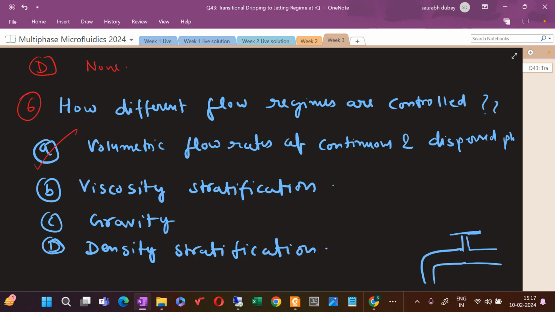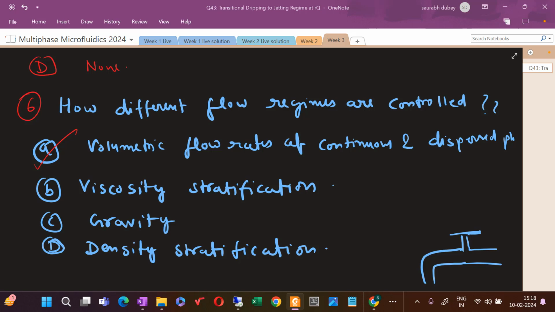In different regimes, there will be different flow structures coming up, and which regime will be affected more by viscosity stratification, density stratification, or the volumetric flow rate. That is another aspect that controls the flow structure and flow behavior. Now, droplet breakup in a T junction.